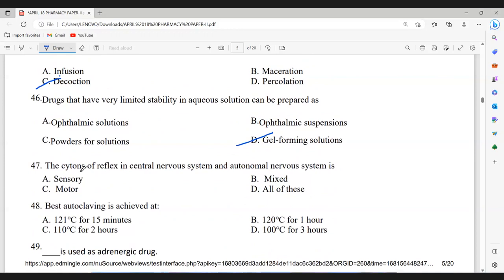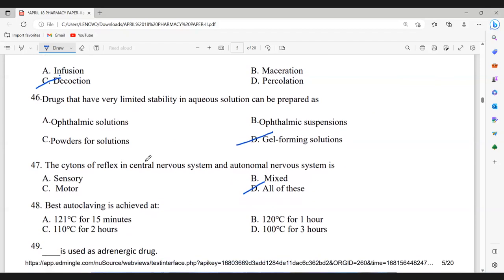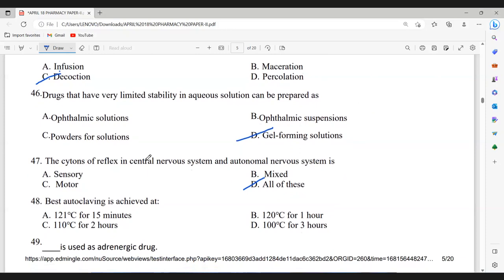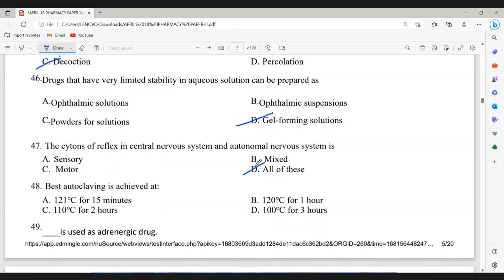Then 47, the cytosines of reflex in central nervous system and autonomic nervous system are all mixed, all the above. Then cell bodies of reflex have both sensory and motor and mixed neurons. So your answer is all the above. It will show all the effects.